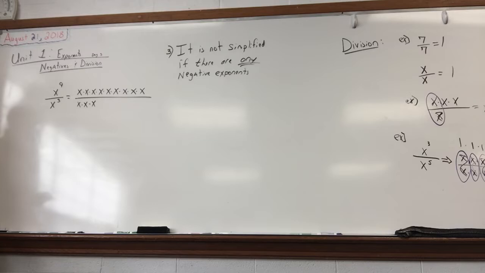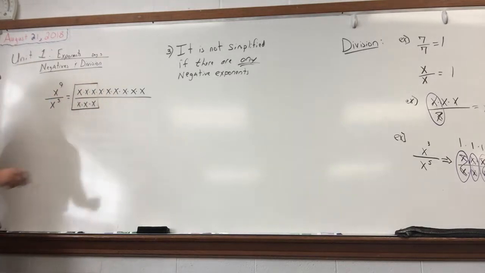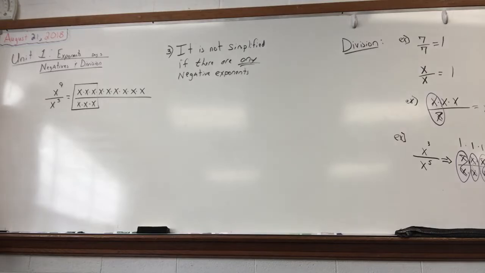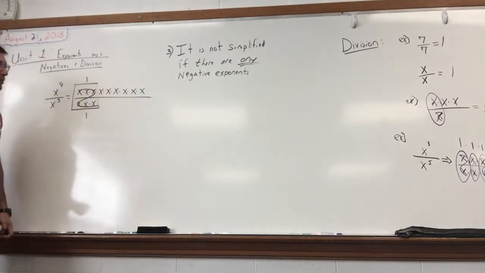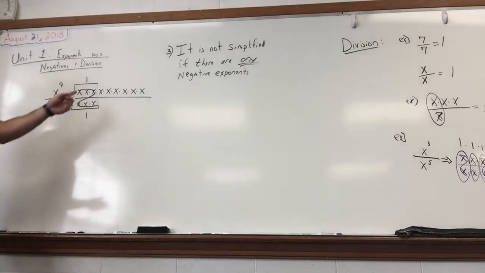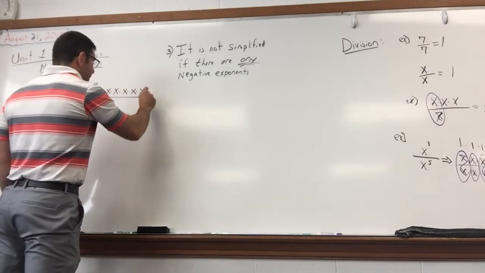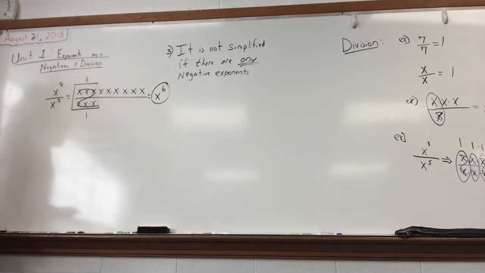Everybody still with me? I've got these x's that are dividing out, correct? What happens when these 3 x's divide with these 3 x's? They divide out to become 1. What am I left over with? 6 x's, which leaves me with x to the 6th power.